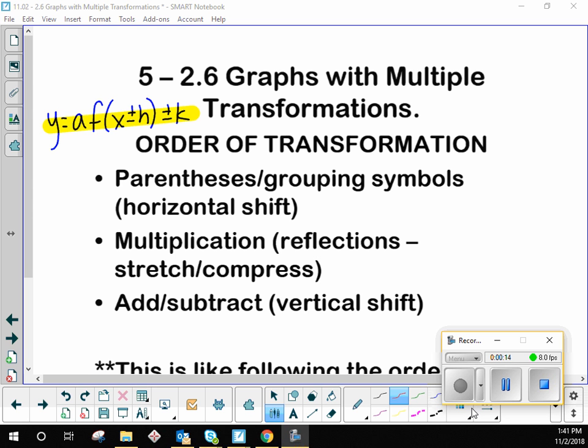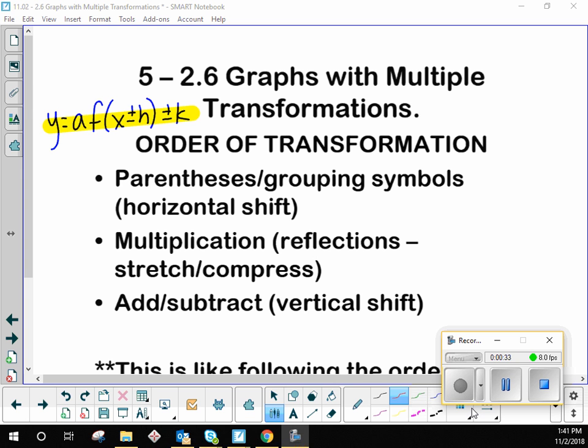Yesterday's transformations, if you're just doing left and right combined with up or down, the order doesn't matter so much. You're going to end up in the exact same spot. But once you start throwing in reflection somewhere or a stretch or compression, the order absolutely matters. So that is basically what we're going to be practicing today.